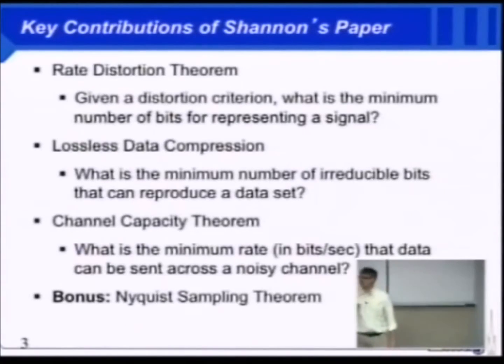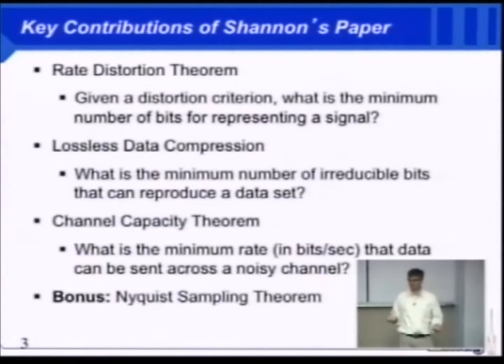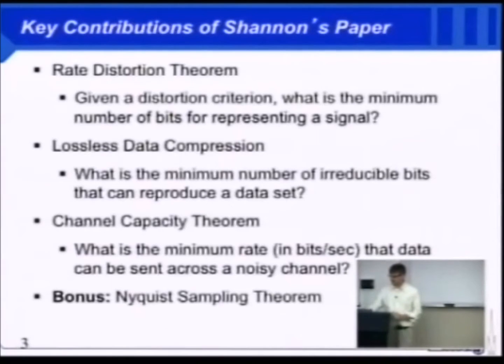And then the last one, which was the one that we hit upon earlier, the channel capacity theorem. What is the minimum rate in bits per second that data can be sent across a noisy channel? And this is really what limits us in radio communications. So we wind up using all three of those in the development of a radio-based digital system. And as a bonus, he had the sampling theorem in there. It's kind of like, I'll just throw this out. We call it the Nyquist sampling theorem. Nyquist was actually Shannon's advisor, I believe, at MIT when he did his graduate work. So this is the background from where this idea is coming from.